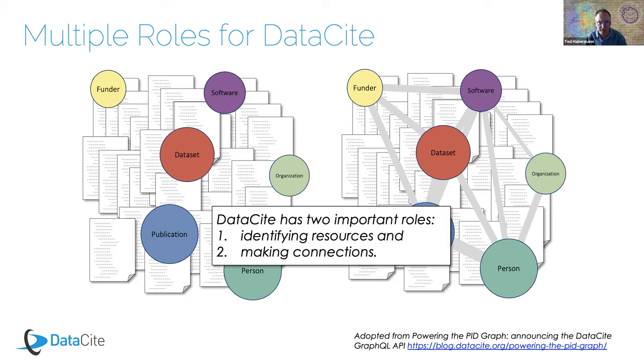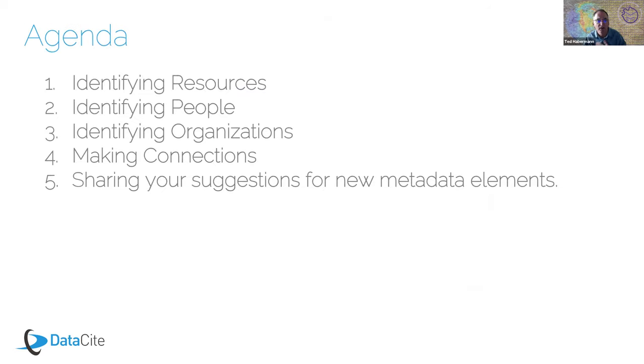It's really exciting to be working with so many people in DataCite and around in the repositories and other places when these connections start to be made. And of course, the PIDs are the primary keys that make those connections possible. So we'll be talking about identifying resources and people and organizations and then making connections between those things. And also the important role that you all have in sharing your suggestions for new metadata elements, and not just new elements, but ideas and use cases and things like that that come from the DataCite community.